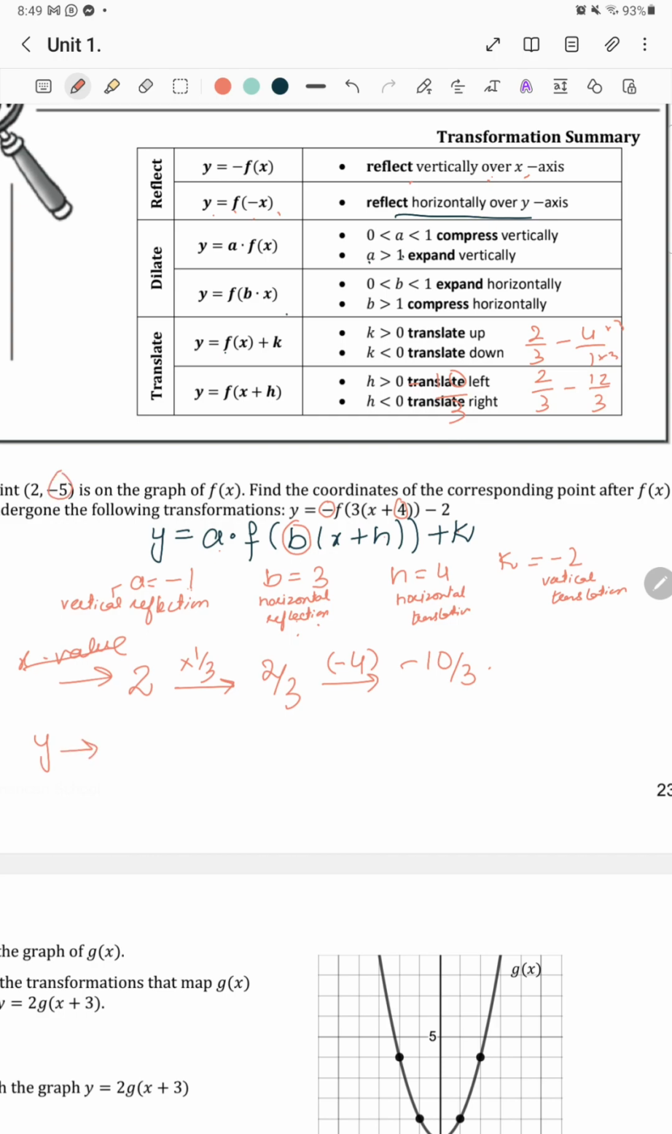The y value is given as -5. Vertical reflection by -1 means we have to affect the y value, so we multiply with -1. I will get +5. Horizontal reflection is 10, vertical translation is -2, which I will get 3. So the new coordinates of x y would be -10/3 and 3.